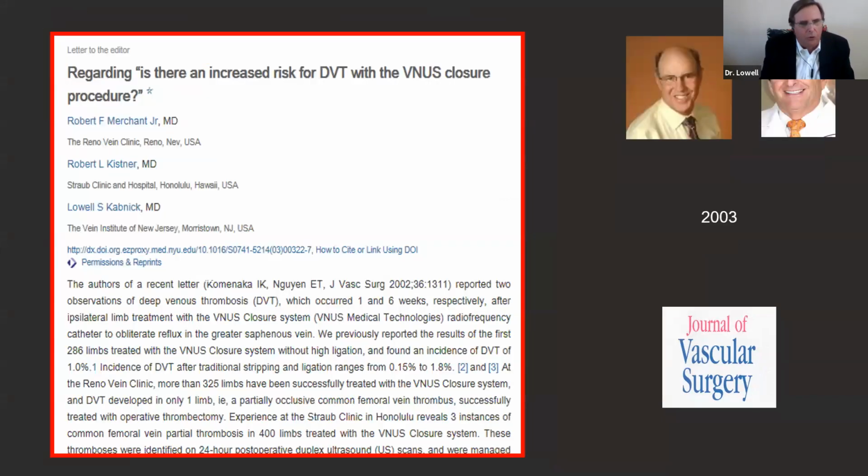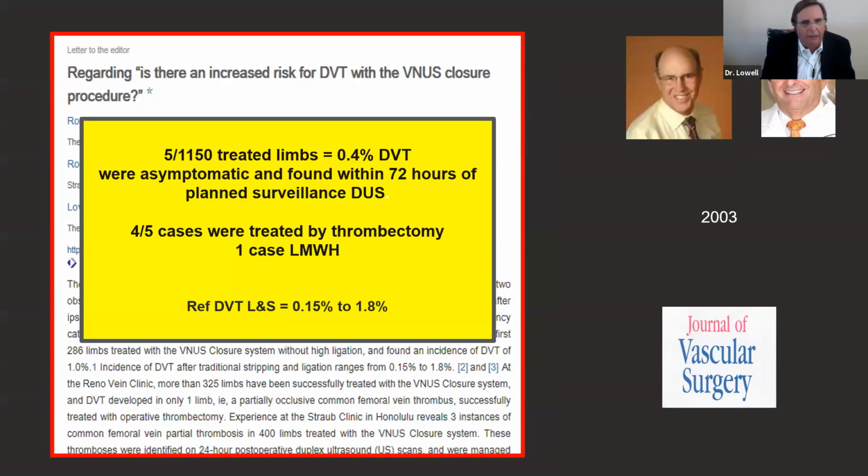Then some more questions came, and we started to look at some of our data. Dr. Merchant, Dr. Kistner, and myself put together our series. We had 5 cases out of 1,150 that had DVT, or 0.4% incidence. They were all asymptomatic, and they were found within 72 hours of a planned surveillance by duplex ultrasound.